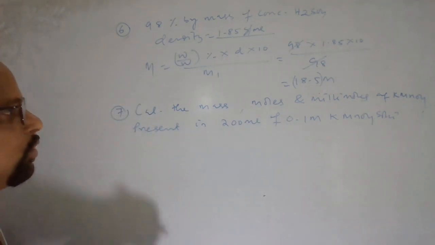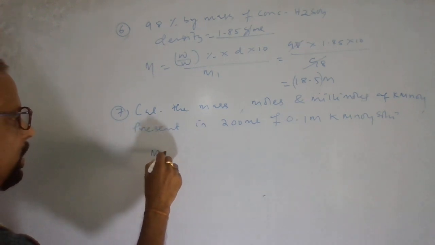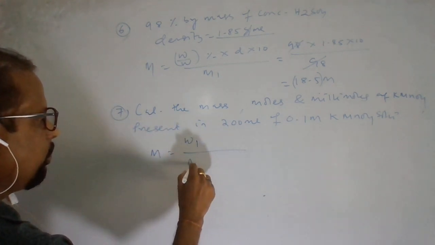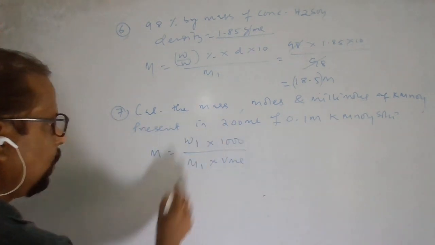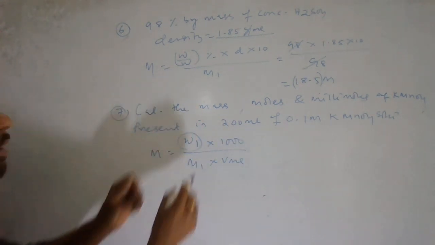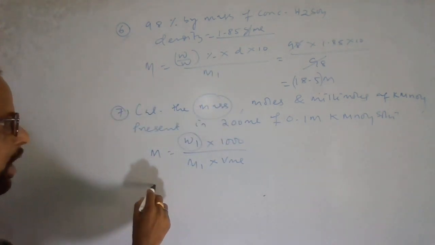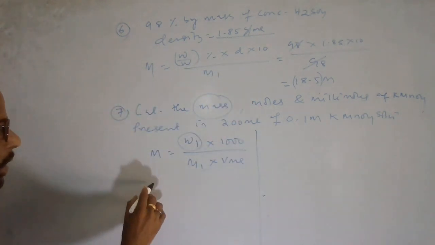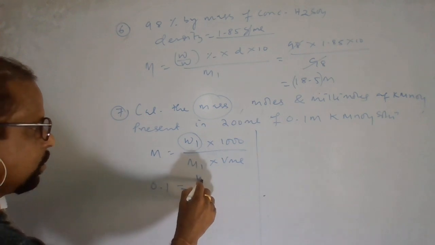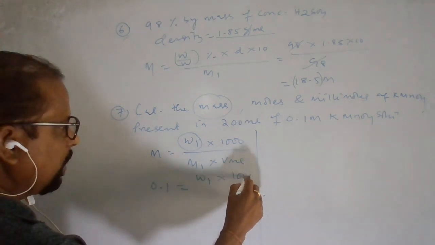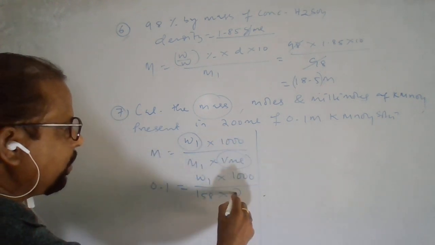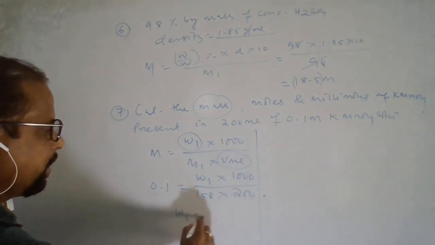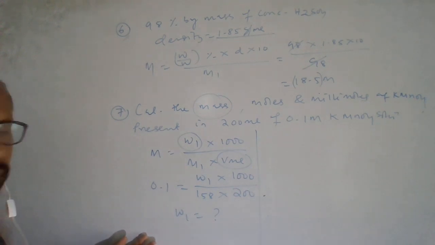In this solution, what we have solved, the molarity is equal to W1 by M1 into V in milliliter into 1000. The first question is asking about the mass. So here the molarity is given as 0.1. The W1 is asked, so 1000 by the molecular mass, which is 158, and the volume is given as 200. So the W1 you can calculate. That is the answer in gram.